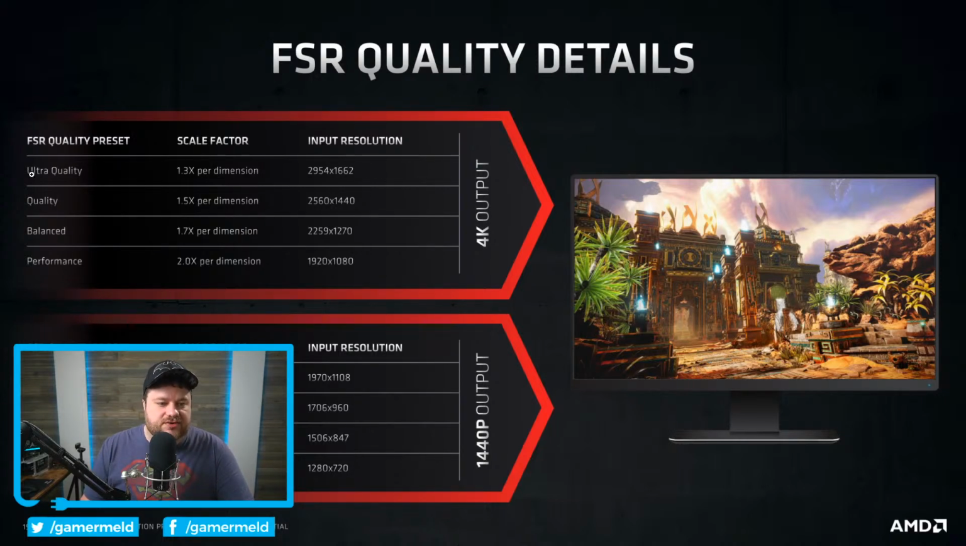But this kind of shows how it works. So it takes a higher resolution image, the better quality preset that you want to use. And performance goes all the way down to 1080. And when you're doing 1440p output, the performance mode, which it obviously gets the most performance out of, goes as low as 720p. So pretty similar to DLSS in that respect.